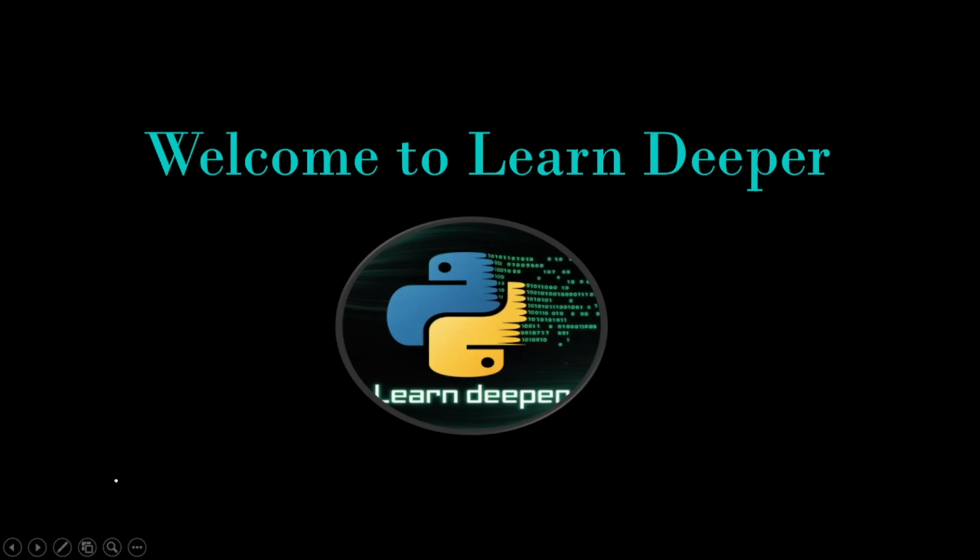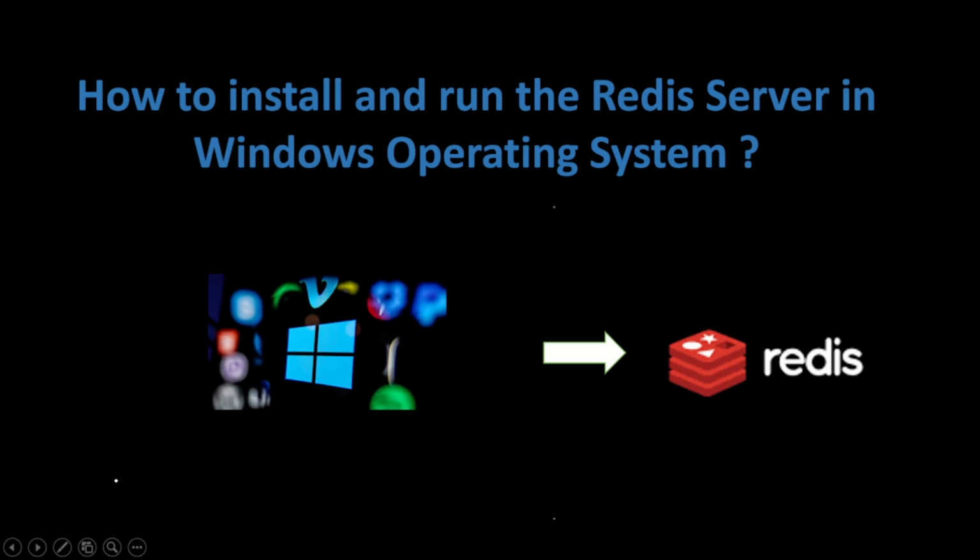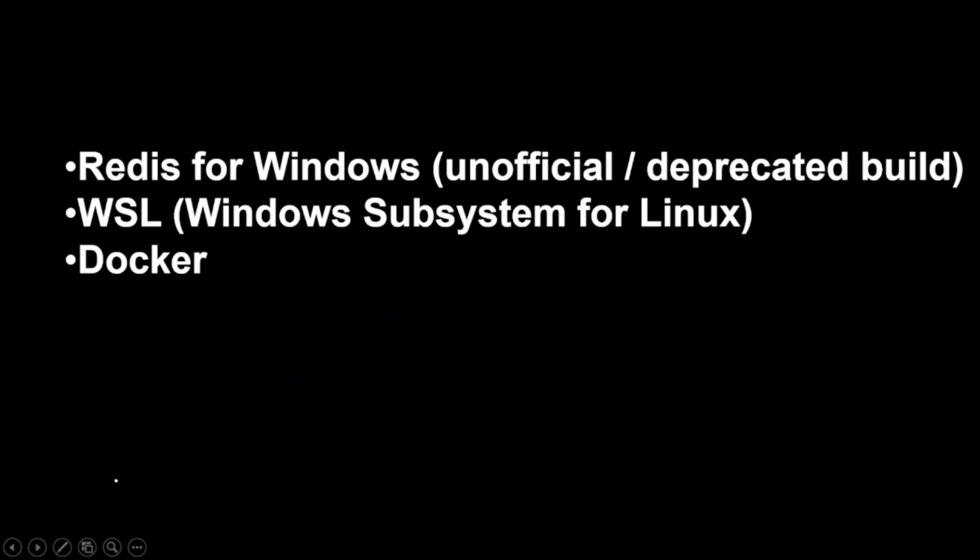In this video, we are going to see how to install and run the Redis server in the Windows operating system. For this, we have three methods. One is Redis for Windows, which is not official, an unofficial port available on GitHub. Second, we have WSL, Windows Subsystem for Linux, where we can run Linux commands inside Windows. Then we are going to host the Redis server in Docker. Okay, let's see them one by one.